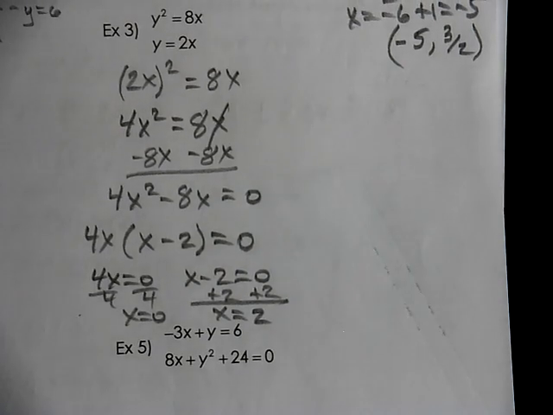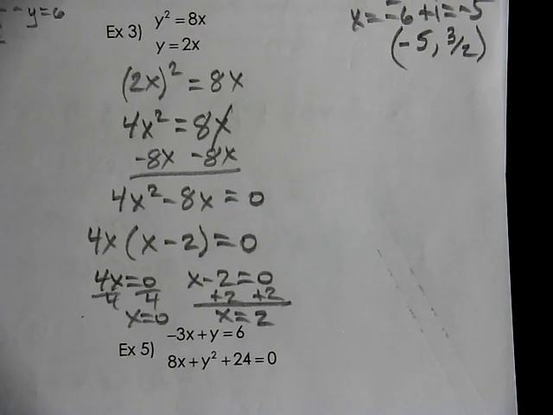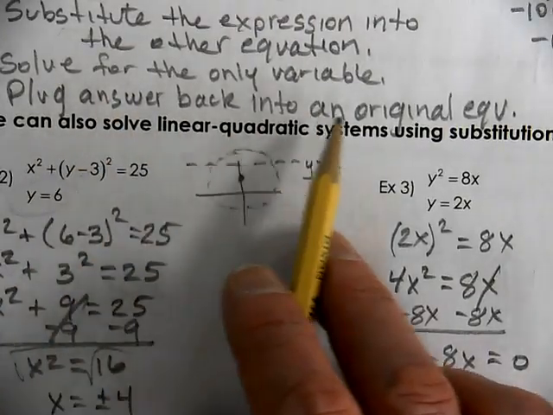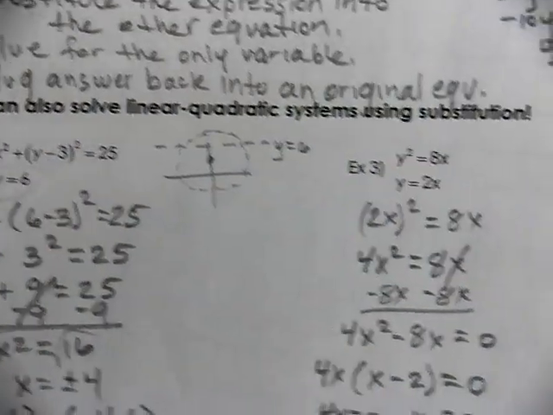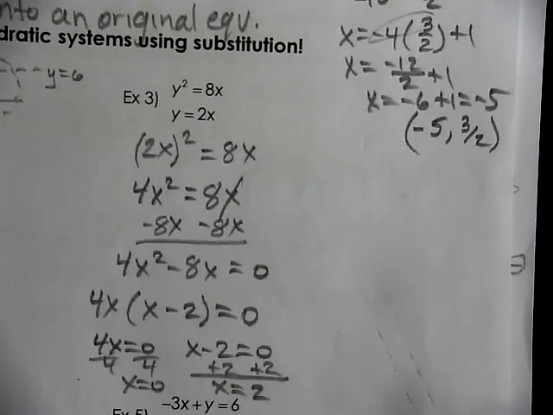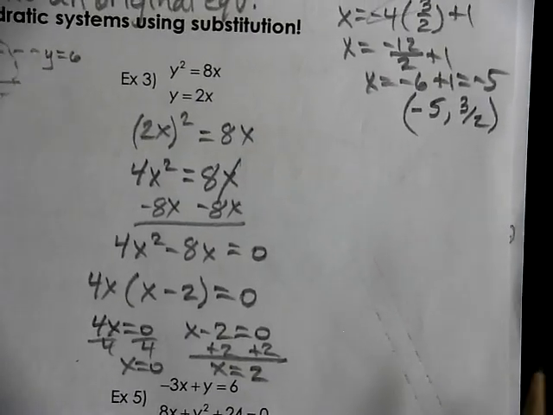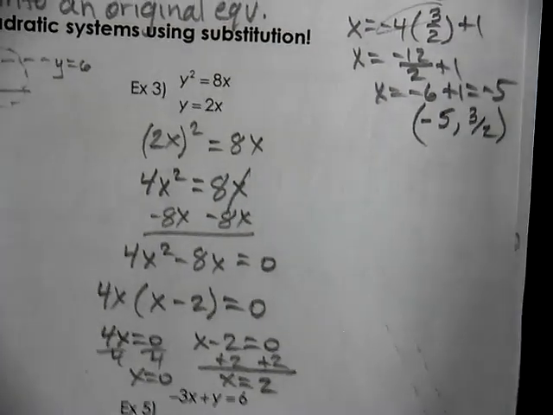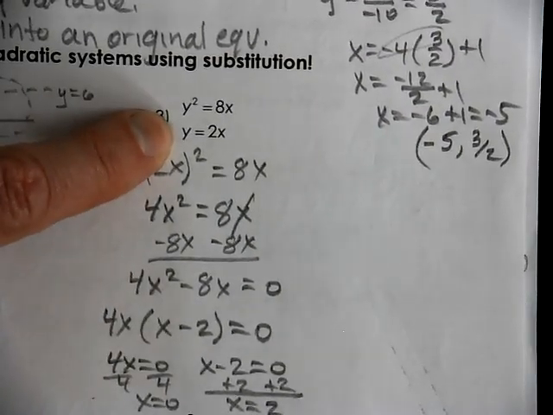And I got 2 answers. I got an answer of 0 and an answer of 2. So the directions say, plug the answer back into the original equation. We know what x is. I think this would be the good one to use.